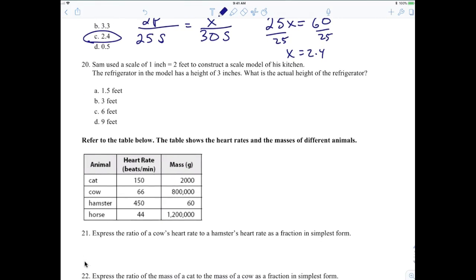All right, here we go. 1 inch is equal to 2 feet. So 3 inches would be what? 3 inches would be 6 feet. Yeah, nothing to that. That was easy.